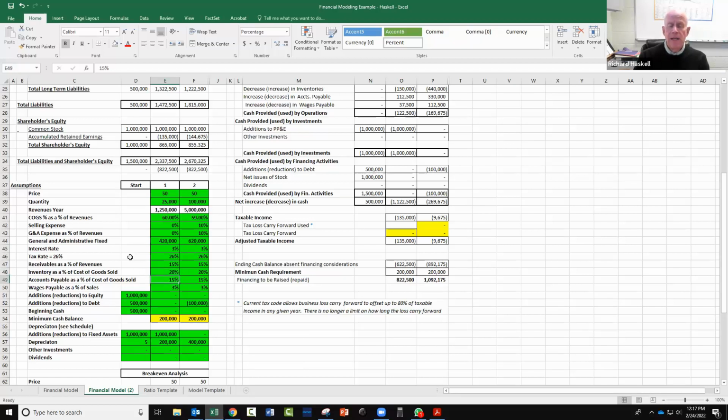Same thing with accounts payable. And this is going to have to do completely with when you are buying your inventory, how much inventory you're buying at different times of the year, and what credit terms your suppliers are extending to you.